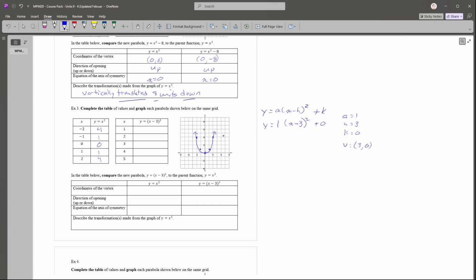I don't know about that curve, but we'll deal with it. Okay. Now, this is our y is equal to x squared. All right, let's do the next one. Now we got to do some more mental math.